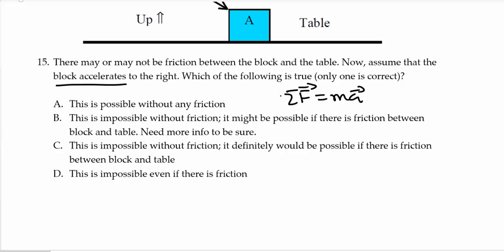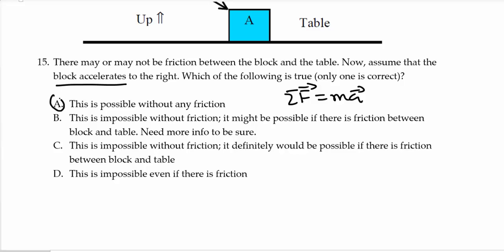Now, there may or may not be friction. If the block accelerates to the right, which of the following statements is true? This is impossible. This is possible without any friction. True.